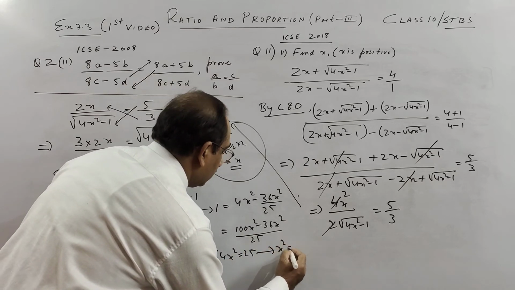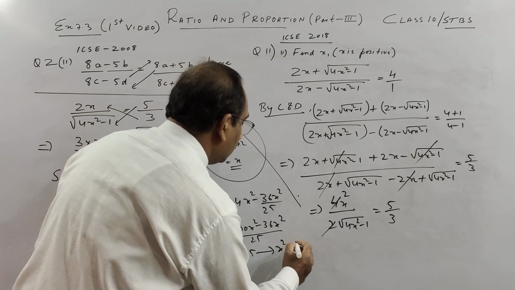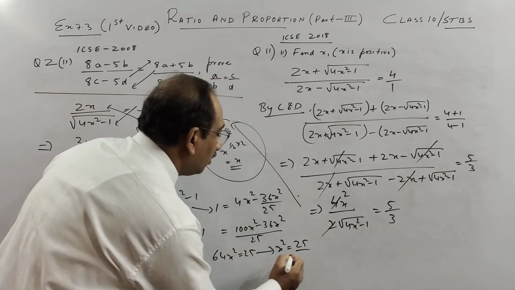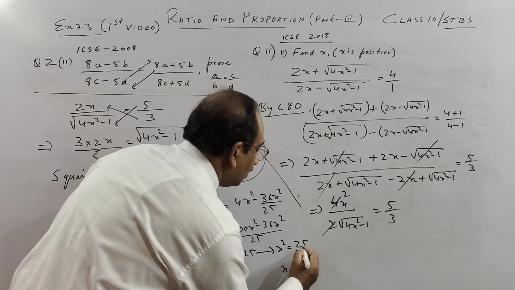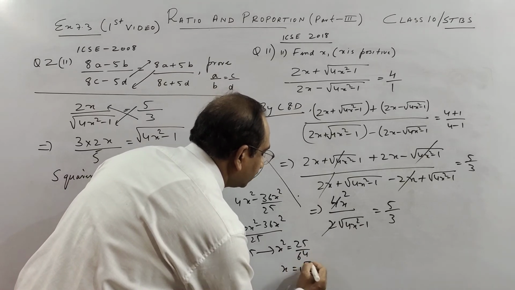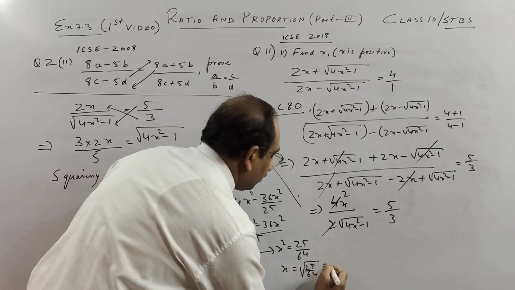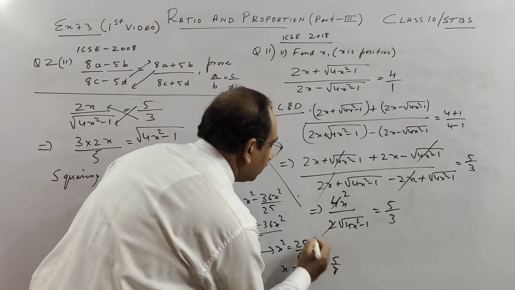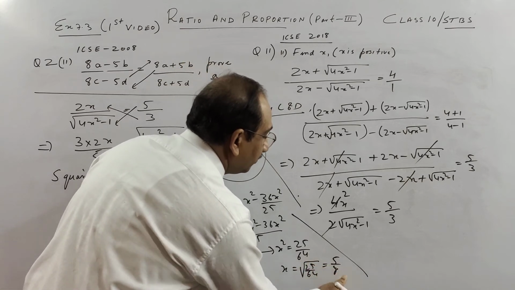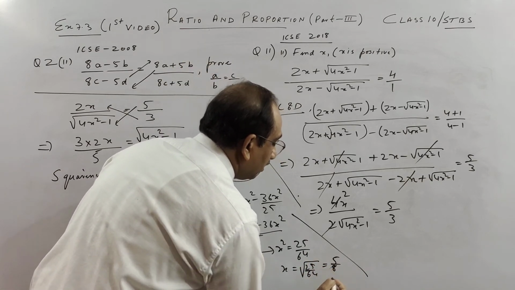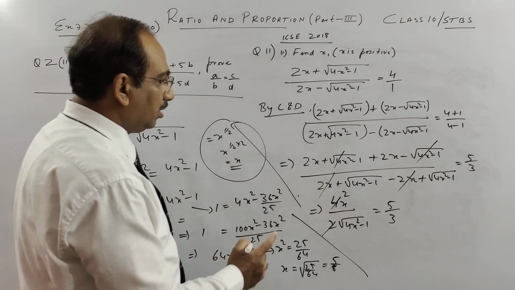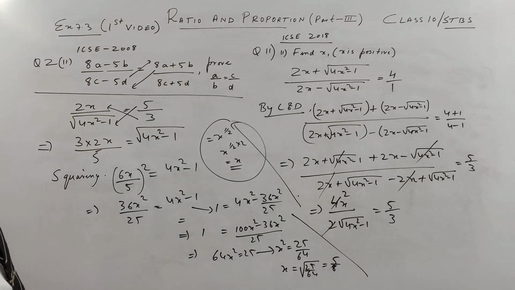Okay, so x square is 25 by 64. So x is root over 25 by 64, which is 5 by 8. It is plus or minus, but we don't take minus, children, because x should be positive. So the answer is 5 by 8. Kindly pause the video and copy, then we move on to the last sum.